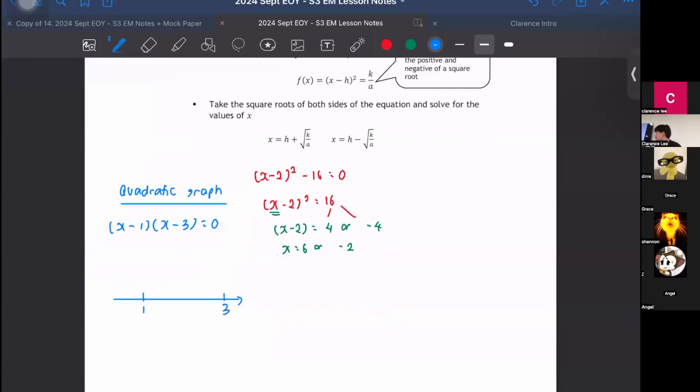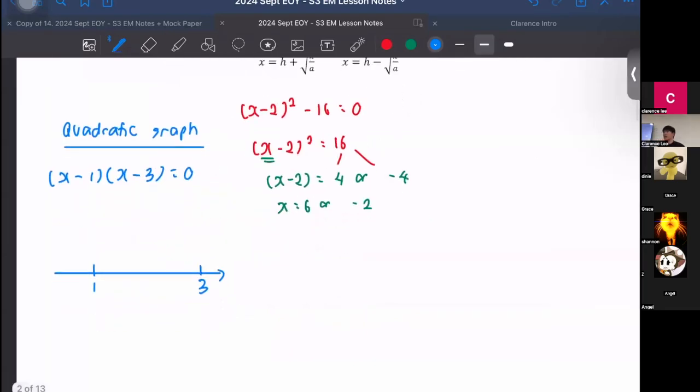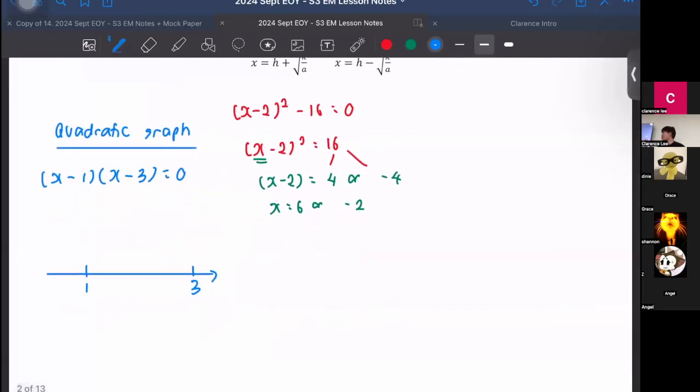And now the question is, how do I find my turning point? Turning point is always the midpoint of your 2 x-intercepts, because the turning point lies on the line of symmetry. Line of symmetry means what? If this is my line of symmetry, when you flip the left side over to the right side, you must get the exact same shape, which means my length here must be the same. So therefore, your turning point has to be the midpoint over here.